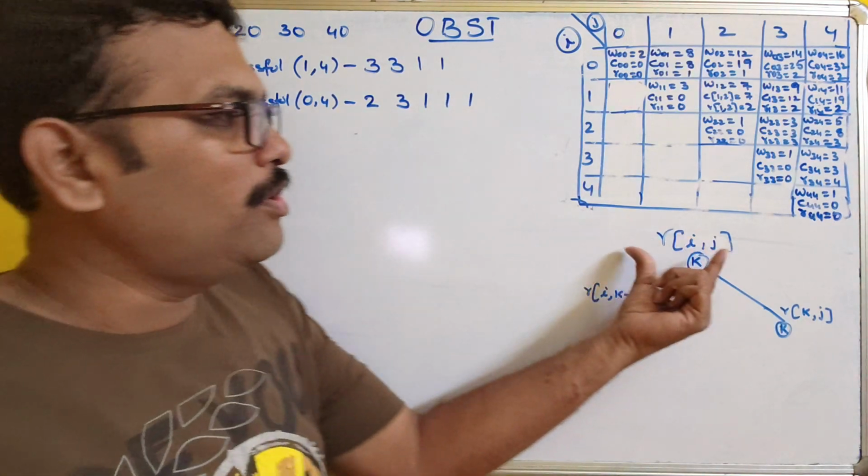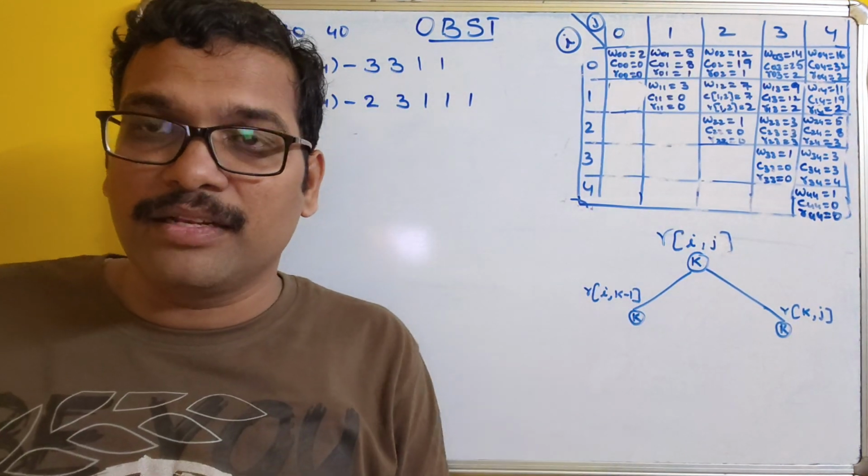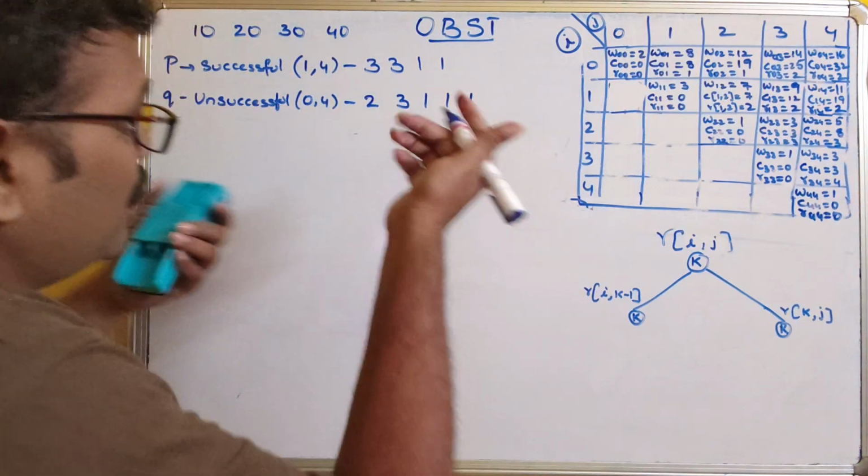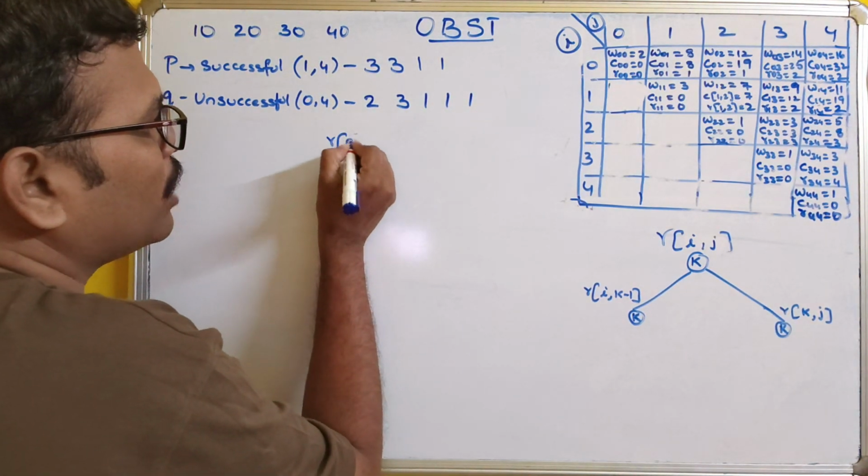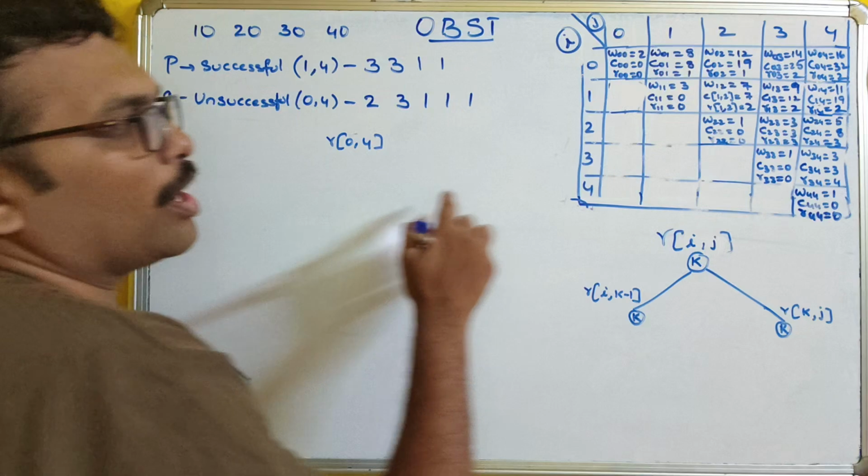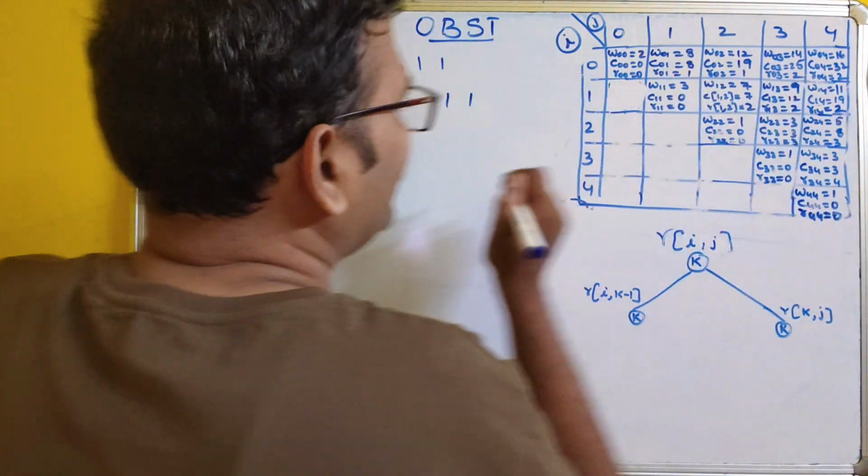Consider this one. So R has 4 elements, that means the tree has 4 elements. We need to start from R of 0, comma 4. What is R of 0, comma 4? It is 2.